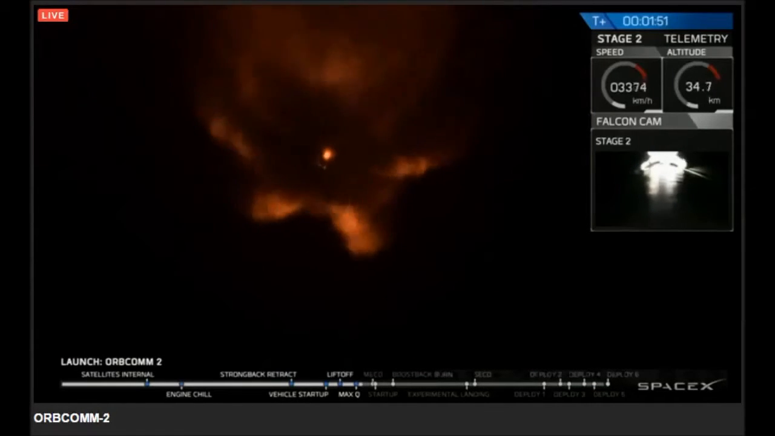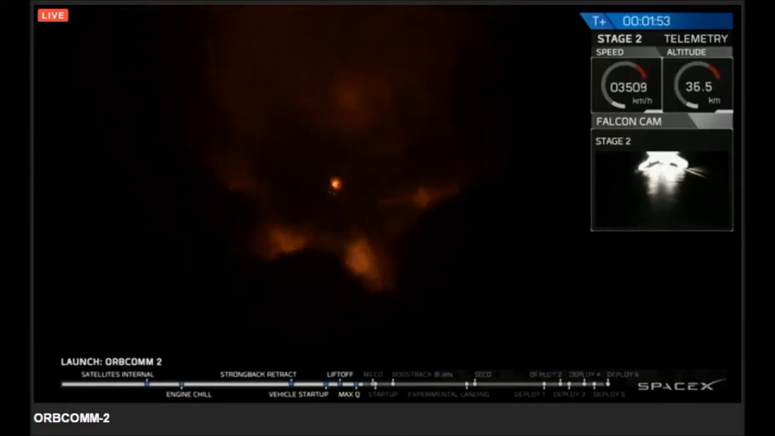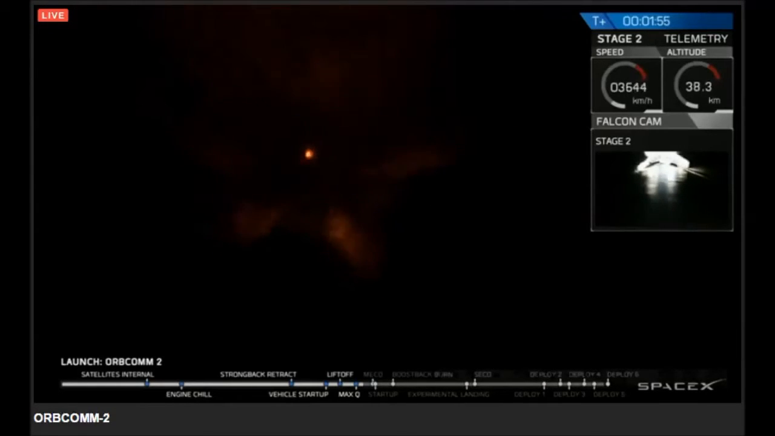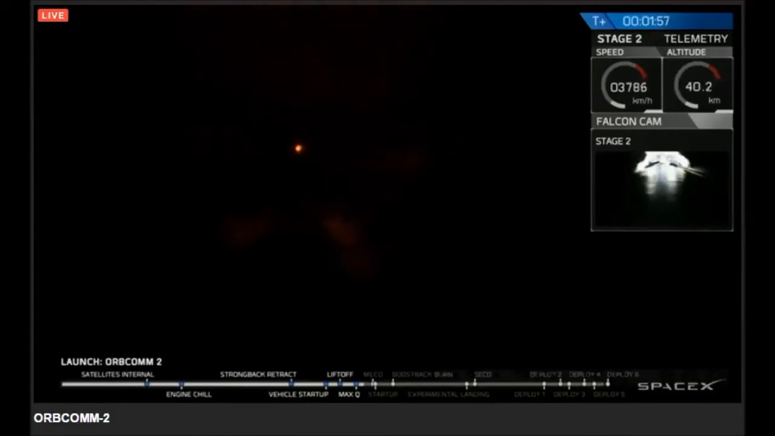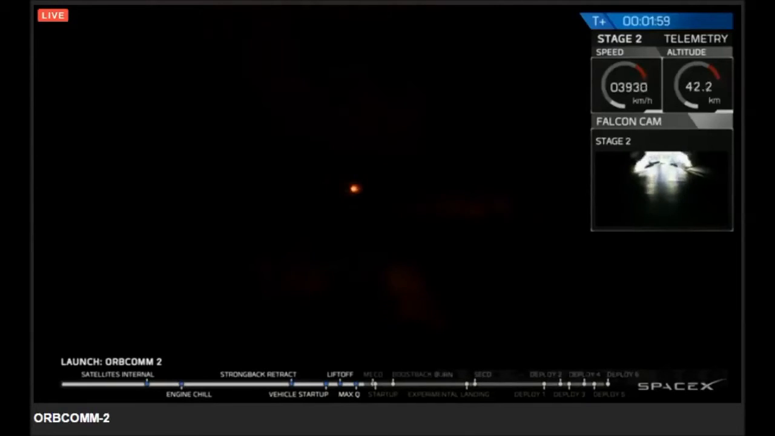MVAC has begun chill. MVAC chill means that the second stage engine is preparing itself to ignite. Shortly after main engine cutoff, we're going to separate the stages and begin the second stage ignition. T plus 2 minutes. Speed 1.2 kilometers per second. Downrange distance 11 kilometers. Main engine cutoff approaching shortly.